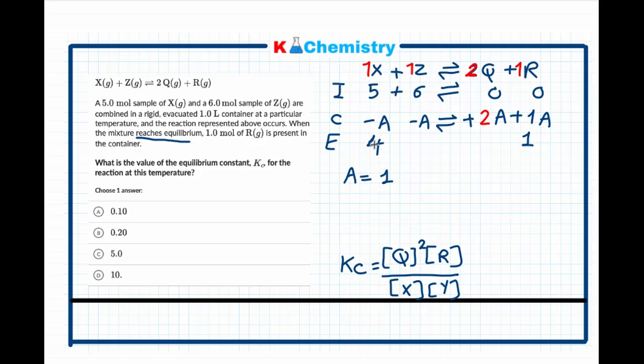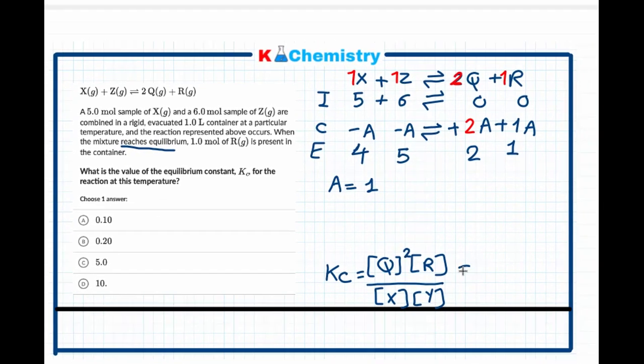Initially it was 5 and it became 4. And 6 minus 1 is 5. And the Q has increased by 2A, so it was 0 and it will become 2. And this one was 0. This is the one we used. So I can just plug in my numbers.